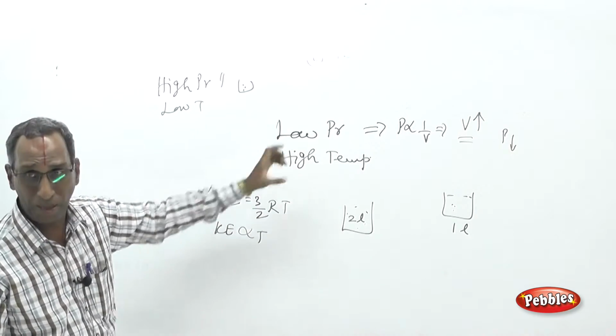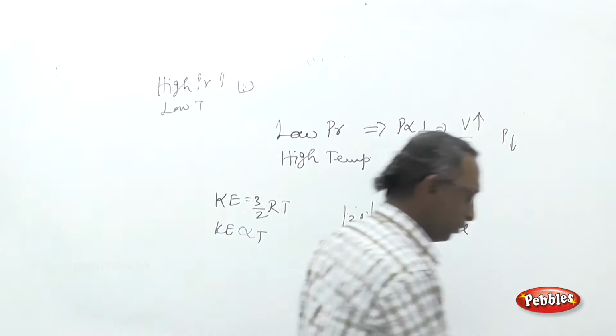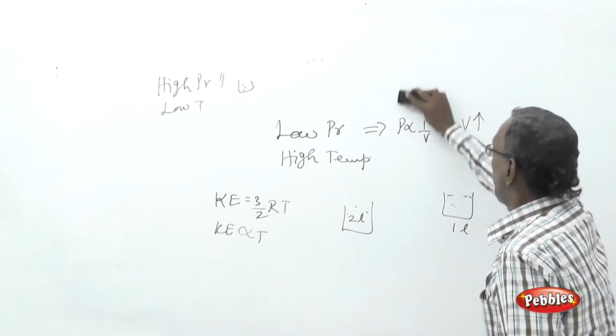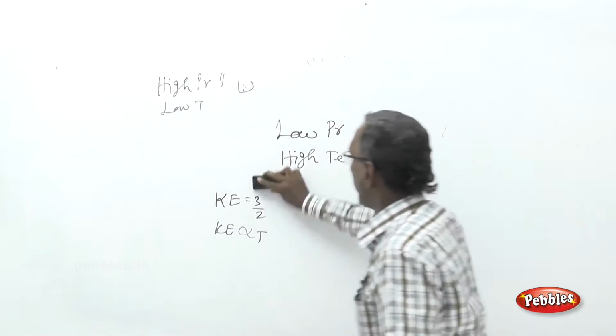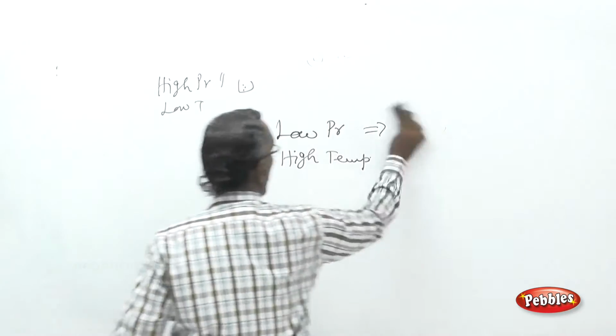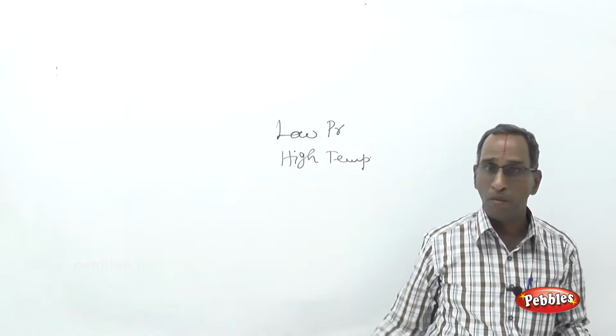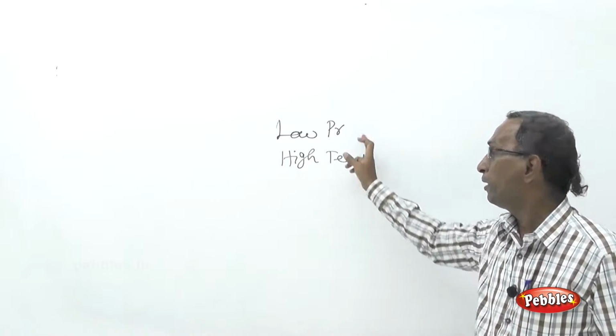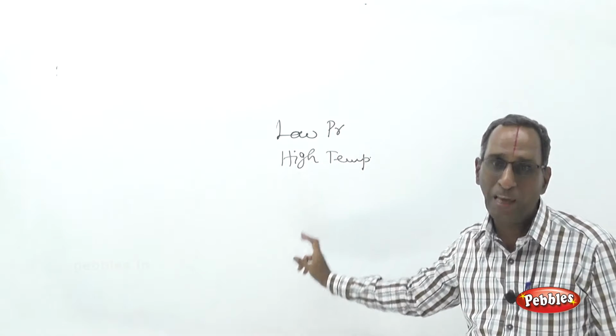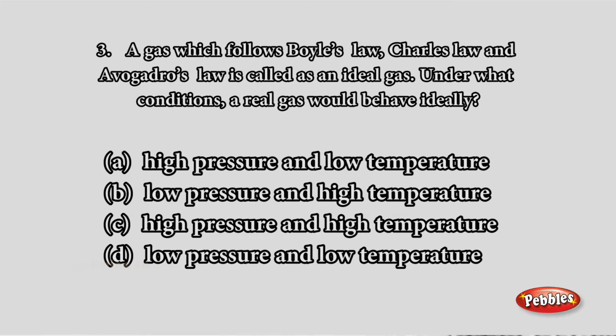So you have to carefully note down these two conditions, the essence of the conditions for ideal behavior: low pressure and high temperature. If you carefully analyze this situation, the correct choice can be marked. In this question, that choice is given as choice B. So choice B is the correct answer for this question.